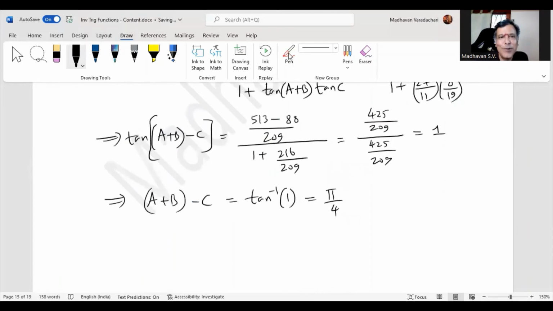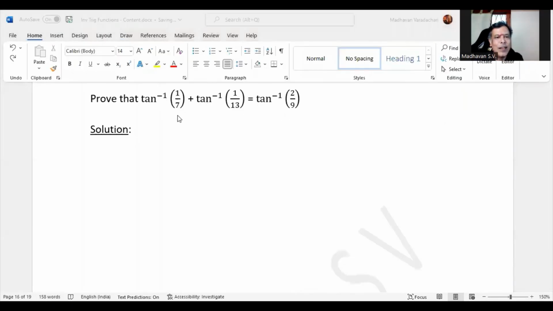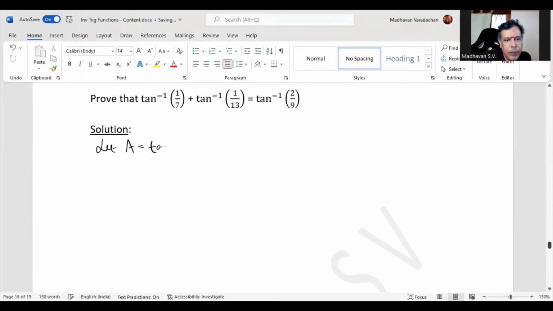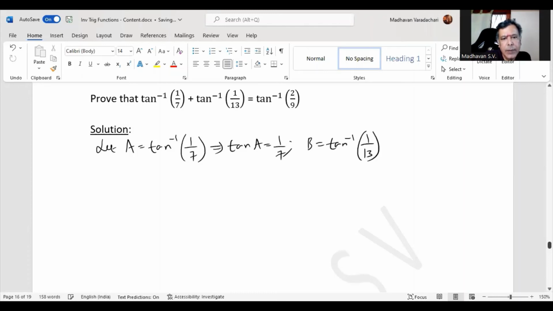Hence the proof. In this, we need to prove that tan inverse of 1 by 7 plus tan inverse of 1 by 13 is equal to tan inverse of 2 by 9. So let A equal tan inverse of 1 by 7, which means tan A is 1 by 7, and let B equal tan inverse of 1 by 13, which means tan B is 1 by 13.